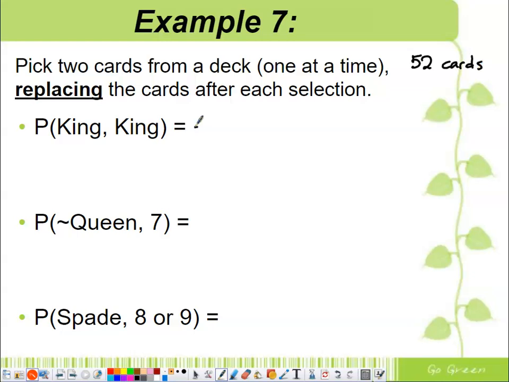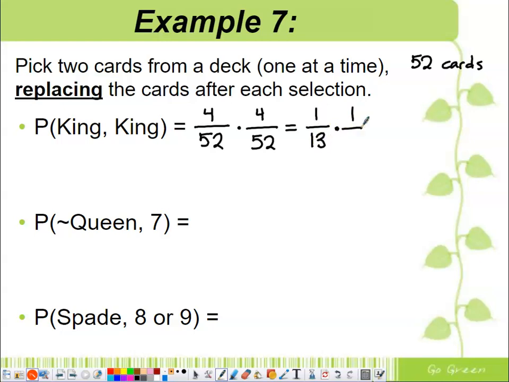So there's 4 kings in a deck, and we have 52 total cards. So the first time is 4 over 52. And the same thing with that second king, right? I still have 52 total cards, and I still have 4 kings, okay? These fractions actually simplify. If you look at the numerical value of a card, there's 13 different cards. So we have ace through 10, so that's 10 cards right there, jack, queen, and king. That's 13 cards. So 4 over 52 simplifies to 1 over 13.